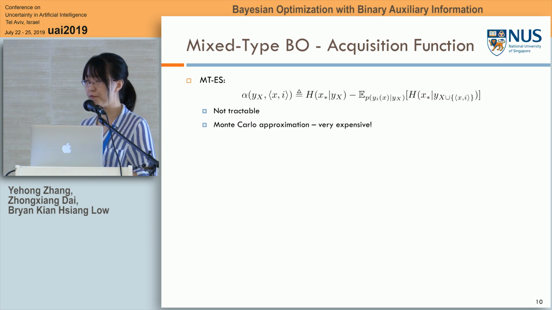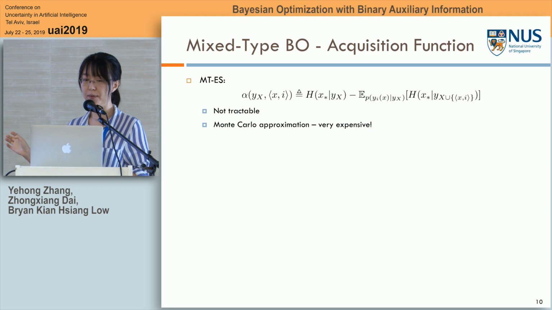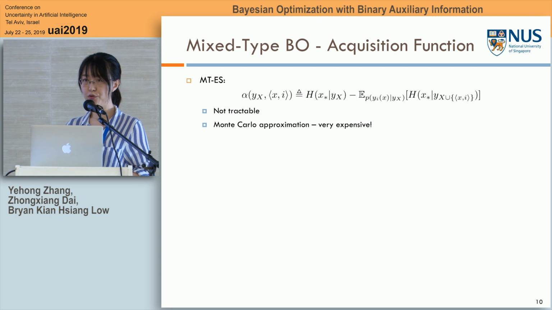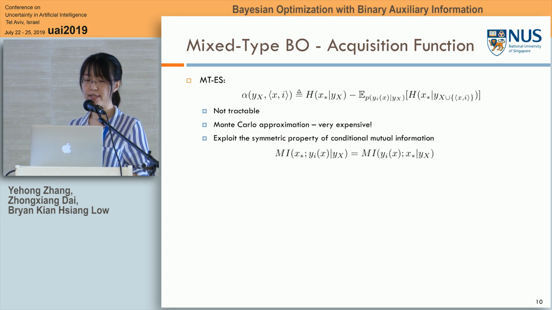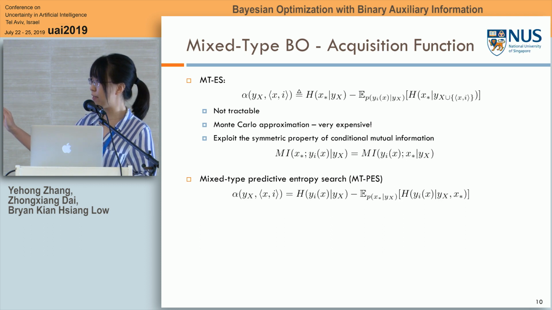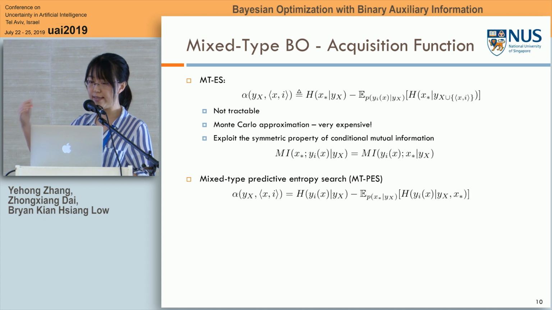The problem with using this directly in the mixed type BO is that this entropy search acquisition function is not tractable and is very expensive to approximate. To resolve this issue, we exploit the symmetric property of the conditional mutual information and convert it to its equivalent formulation, which is called the mixed type predictive entropy search. Here, this new formulation is the information gain of the next observation from the target maximizer.